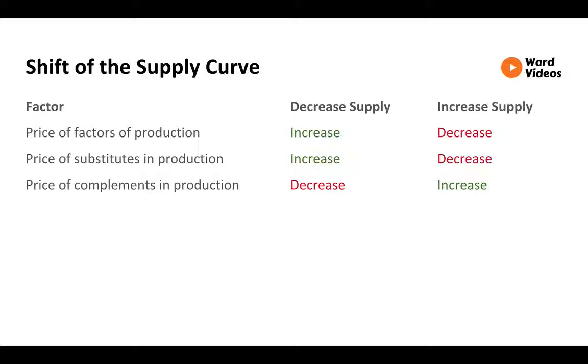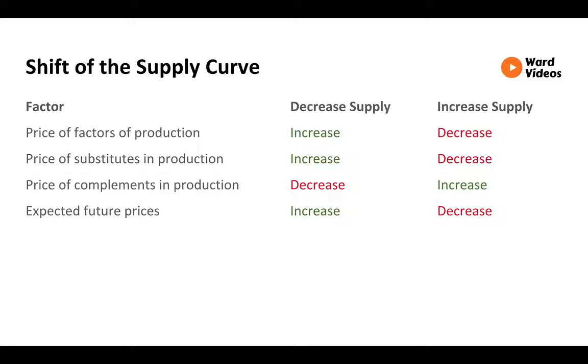Price of complements in production. What else is produced when making the good or service? So, if the price of a complement in production decreases, firms don't want to make this product either because they don't make as much money. But if the price of a complement increases, then supply for the product will increase.